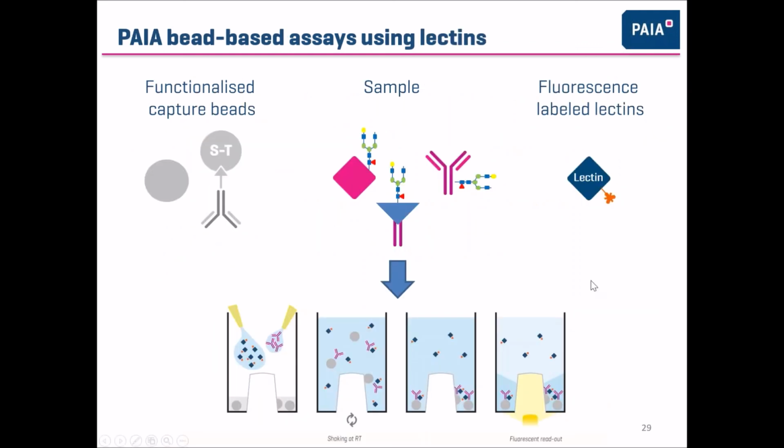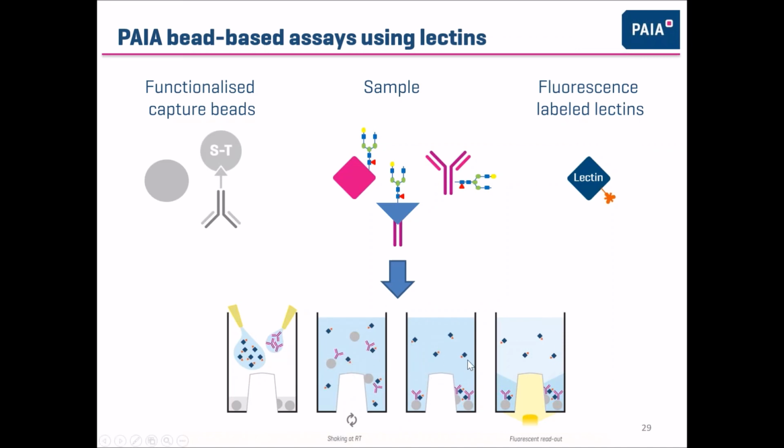So how do we at PAIA use the lectins? As I mentioned very quickly in the beginning, what we do is bead-based assays in a high throughput manner. We use capture beads with a functionalization on them, which capture either the sample or the lectin that we have in the mix. We bring all these three components together in the wells of our special microplates. That's what's happening here. Afterwards, we shake the plate at room temperature on a shaker.